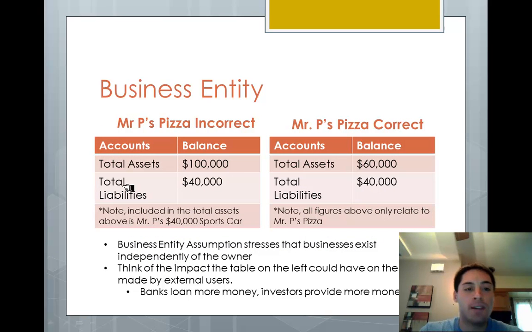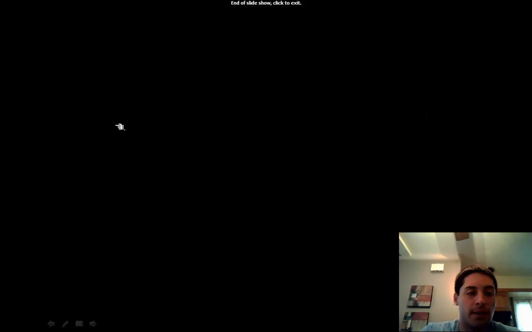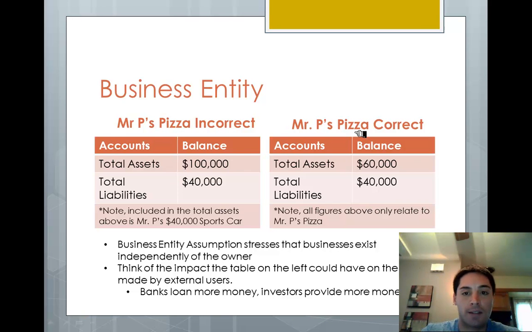Okay, on this screen there are two tables. One is incorrect and the other one is correct. So let's just assume Mr. P's Pizza. Let's take a look at this first table. This first table here, it lists that Mr. P has $100,000 in assets and $40,000 in liabilities. I'm doing pretty good. I have $60,000 more assets than liabilities.